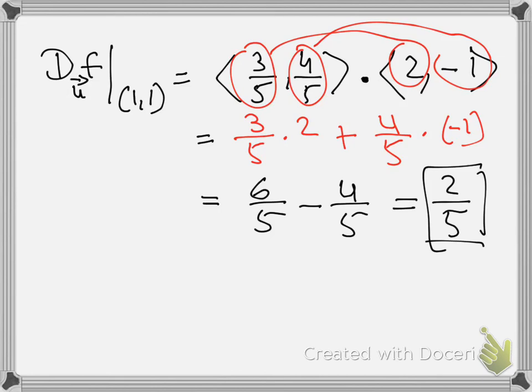So that is the directional derivative of f in the direction of the vector u at the point (1, 1).